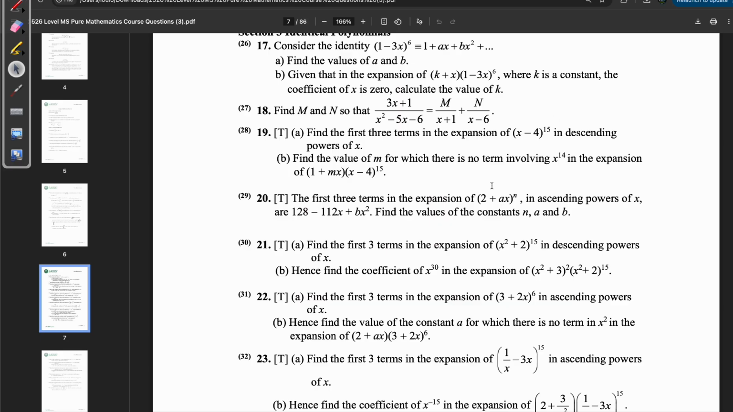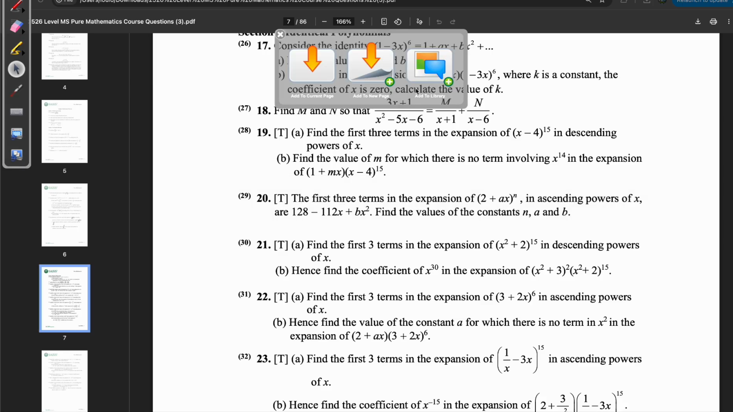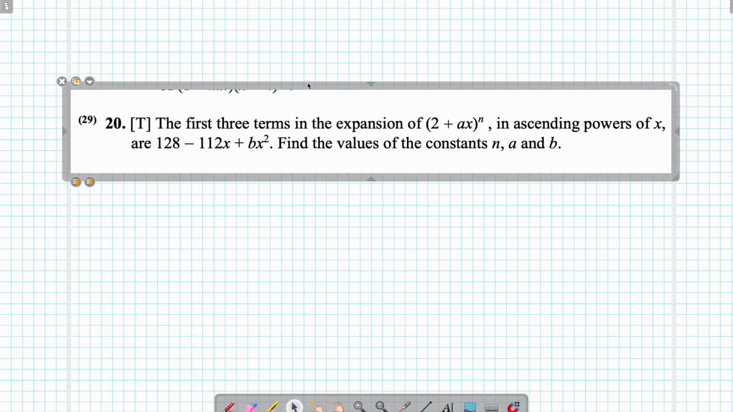Number 20. The first three terms in the expansion of (2 + ax)^n, in ascending powers of x, are 128 − 112x + bx squared. Find the values of n, a, and b. Okay, let's start.